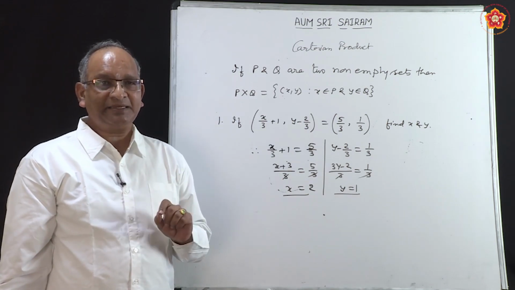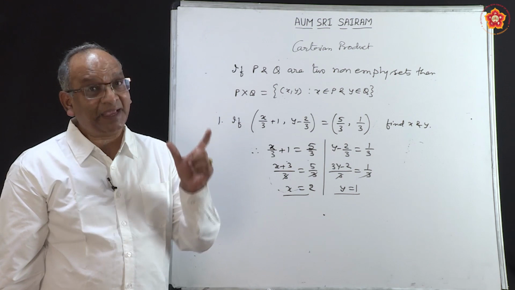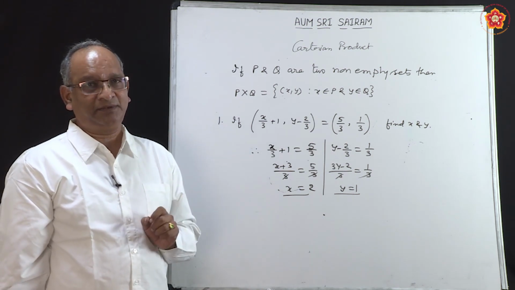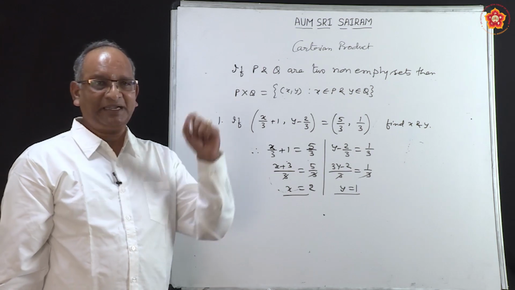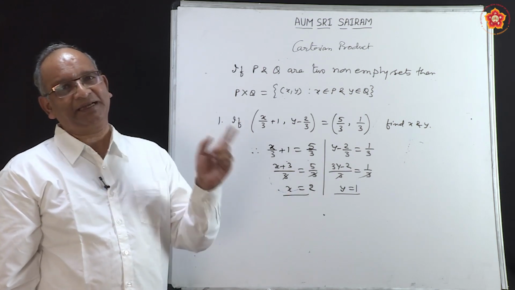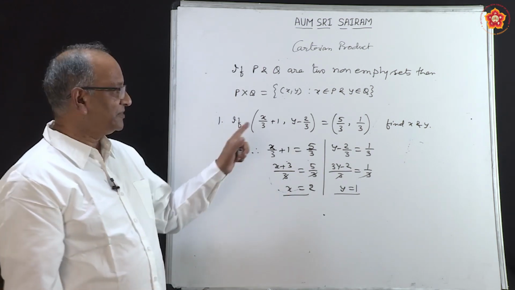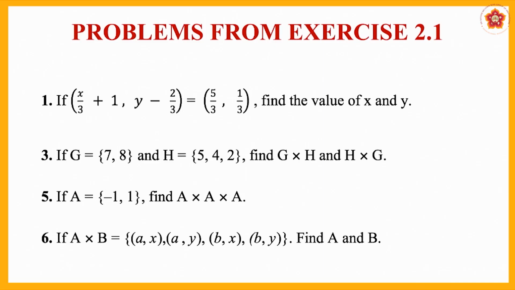Remember, in Cartesian product, each element is a pair of numbers. It is not just one number, it is a pair of numbers. The first element is taken from the first set, the second element is taken from the second set. So we solve this way. Let us move to the next problem.